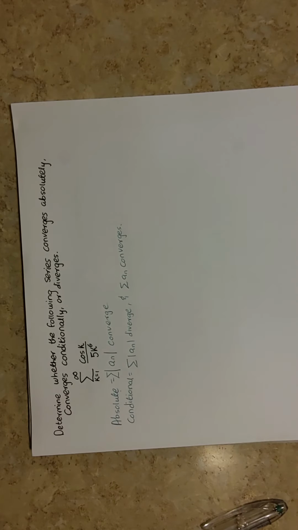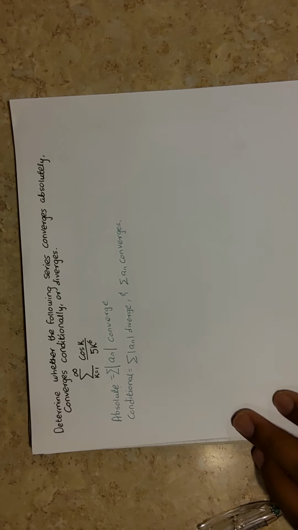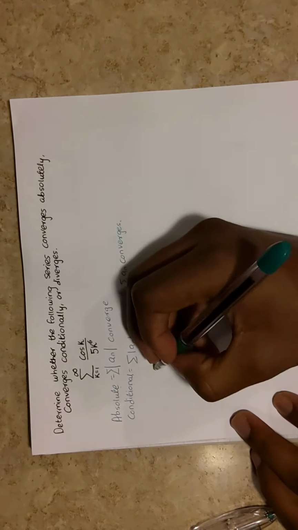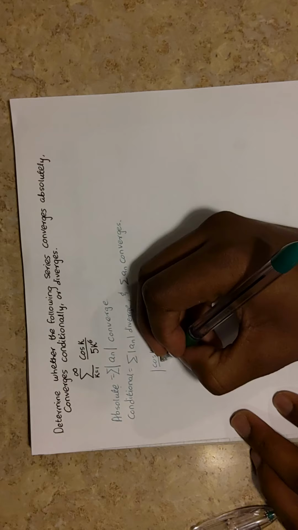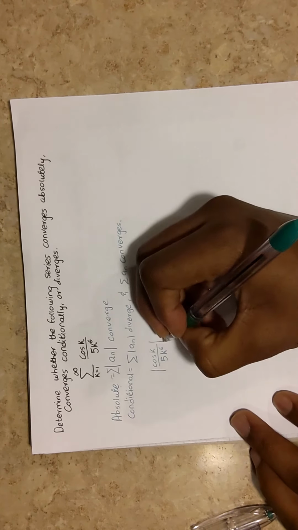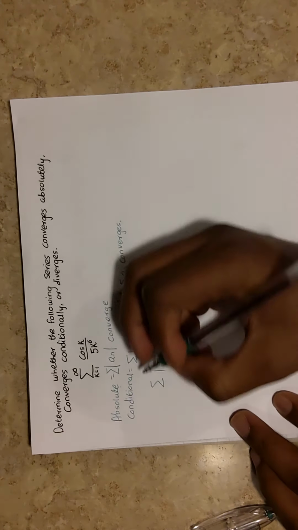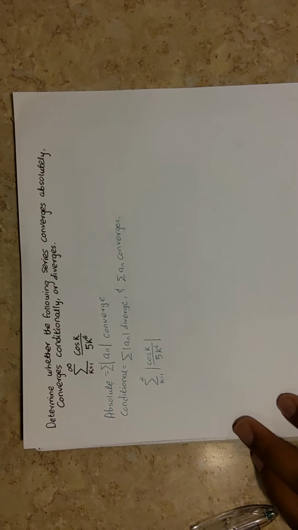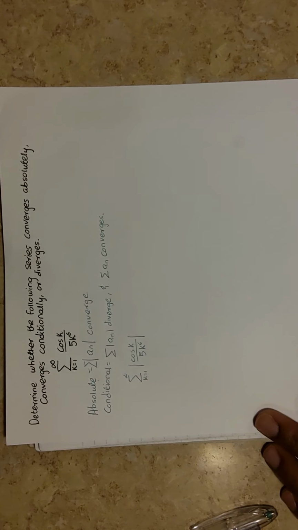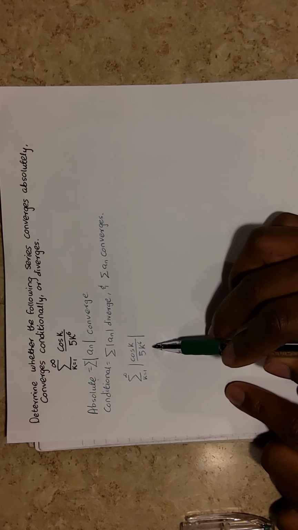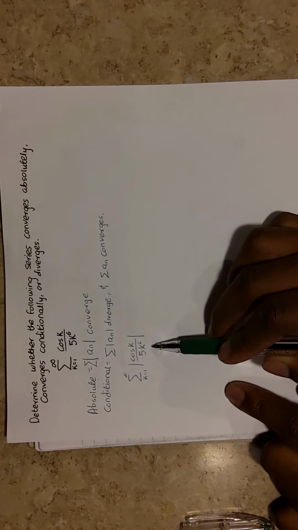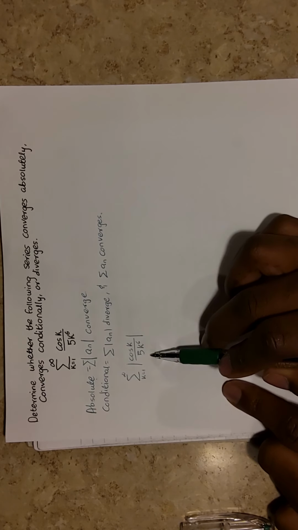Okay. So in this case, we have the absolute value of cosine k over 5k to the sixth, sigma k equal to 1 to infinity, right? But for a fact, we know that since k starts at 1, whatever value of k we input here, it could be 1, it could be 10, it could be 100,000, it's still gonna be positive, right?